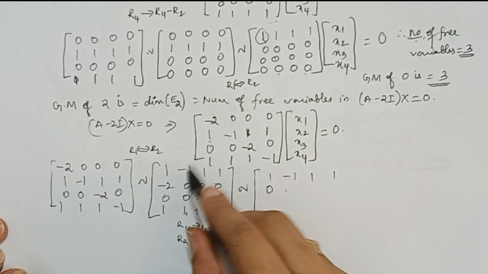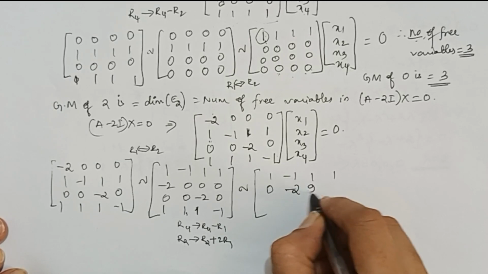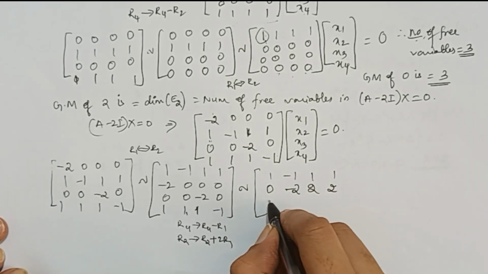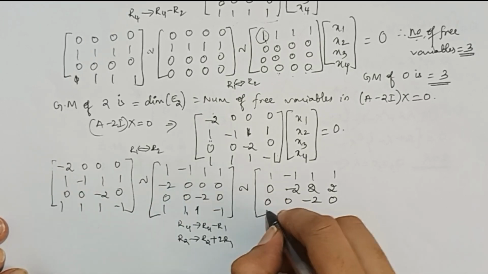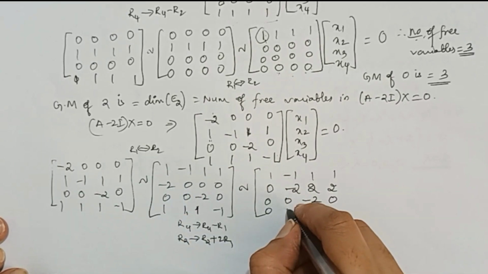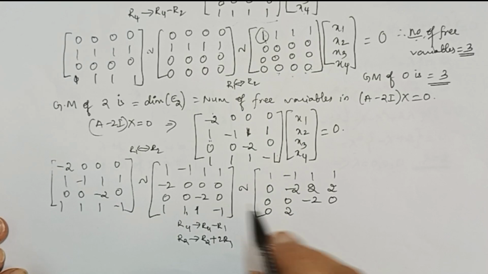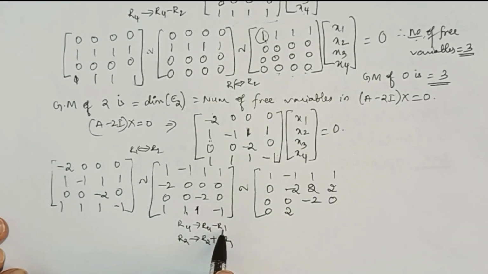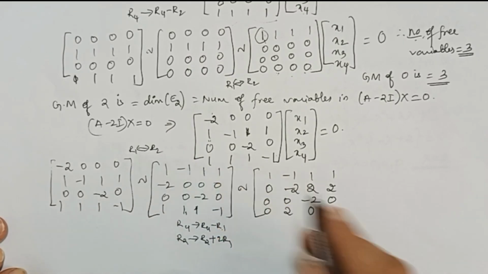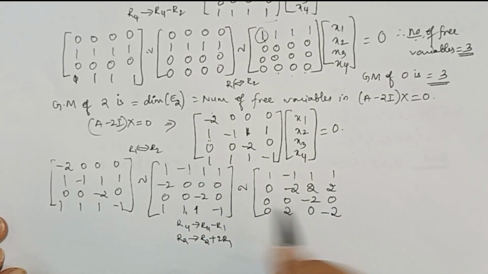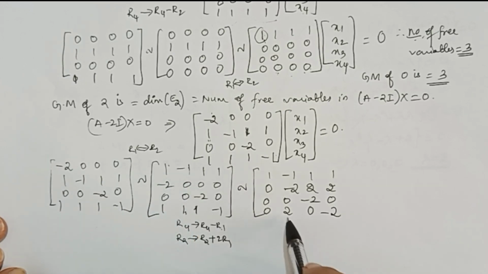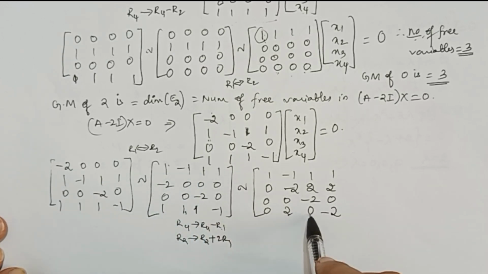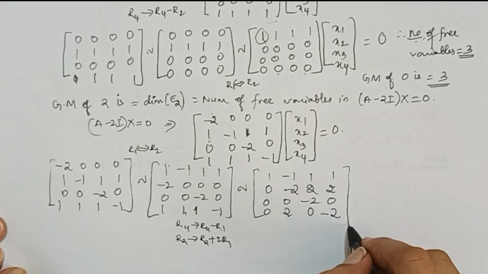So minus 2, then it is 2, 2, then I have 0, 0, minus 2, 0, then 1 minus 1, 0, 1 minus of minus, plus, it is 2, R4 changes to R4 minus R1, then 1 minus 1 is 0, minus 1, minus 1, minus 2. So 1 minus 1, 0, 1 minus of minus, plus 1, that is 1 plus 1, 2, 1 minus 1, 0, minus 1, minus 1, minus 2.